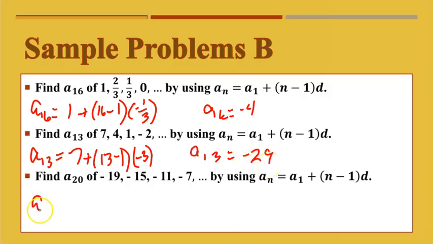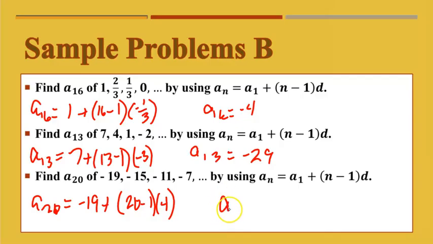Then we have to find the 20th term of the sequence. The first term is negative 19 plus the 20th term minus 1, so 19 times the common difference, and the common difference would be 4. So that's 19 times 4 is 76, minus 19 gives us 57. So the 20th term of this sequence would be 57.